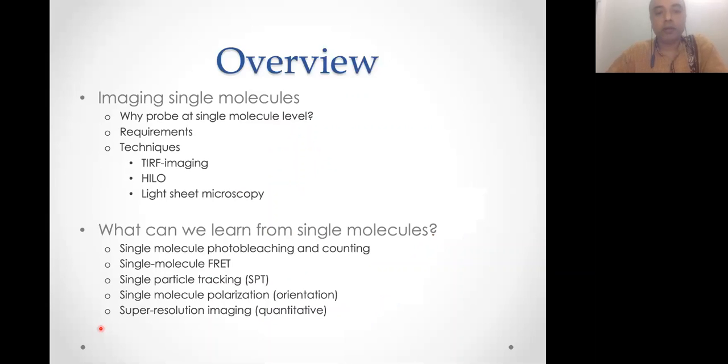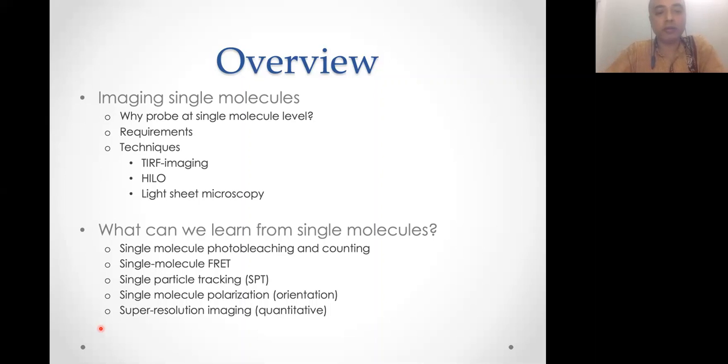Okay, so today what I will try to do is convince you that imaging single molecules has some, if not a lot, but at least some advantages over other regular quantitative methods. If you think about imaging single molecules, you are really doing ultimate detection. Right? There's nothing smaller, there's no half molecule.